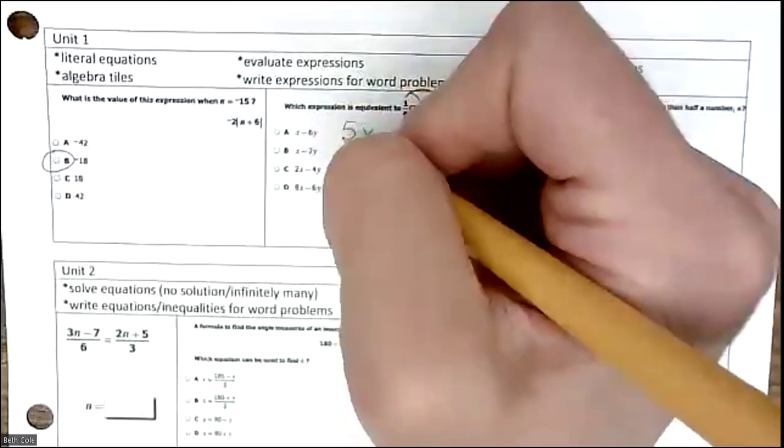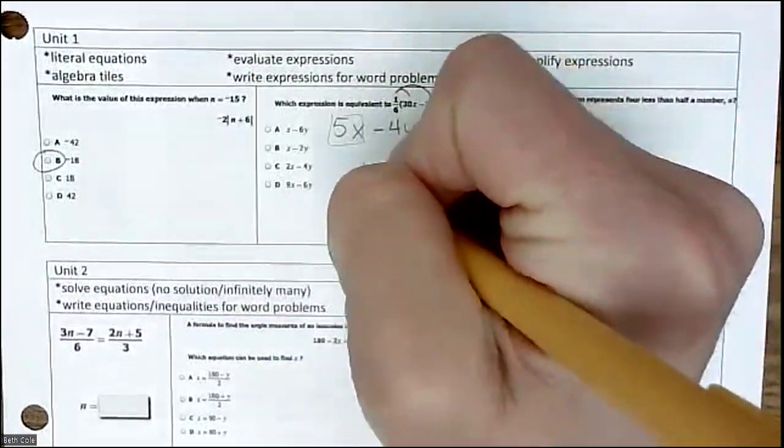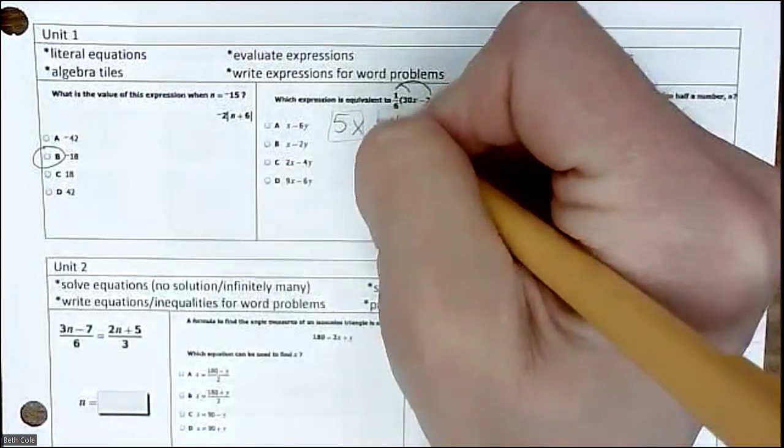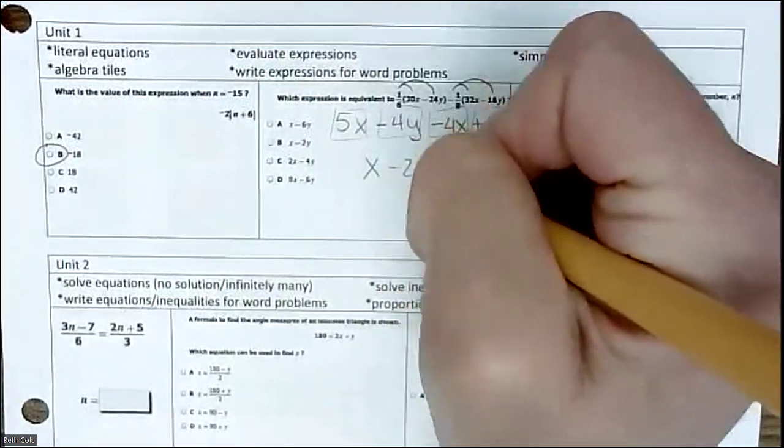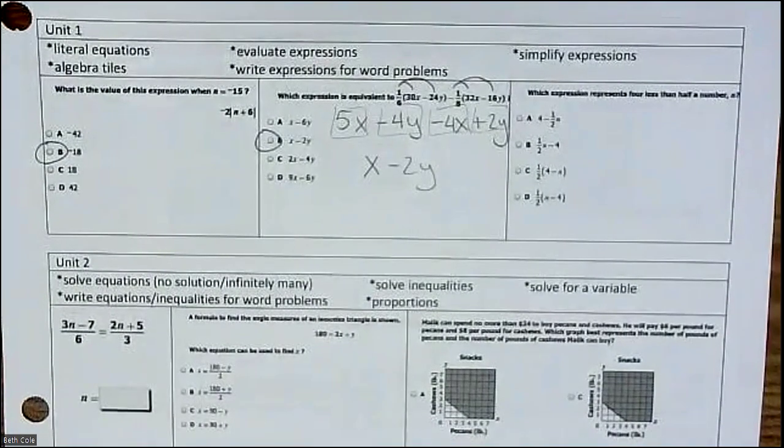Then you're going to put like terms together. 5x minus 4x is just x. Good. And then -4y plus 2y is -2y. So x minus 2y, again, B as in boa constrictor.